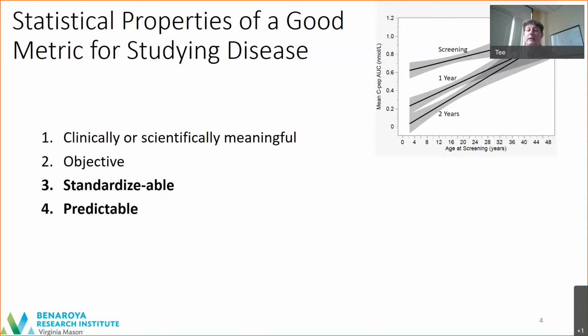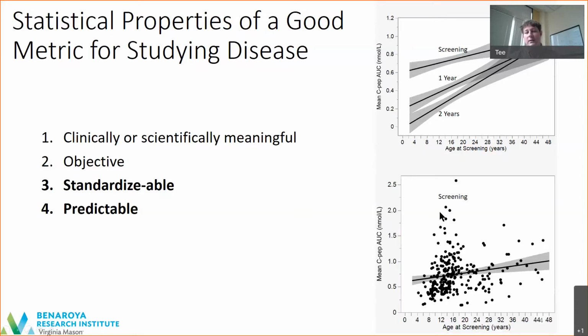So 1 year later, you have a very small decline in older subjects and a large decline in people who are younger. And similarly, between 1 and 2 years, although the fall in C-peptide is less, you still see this relationship where you have a greater decline in younger subjects.